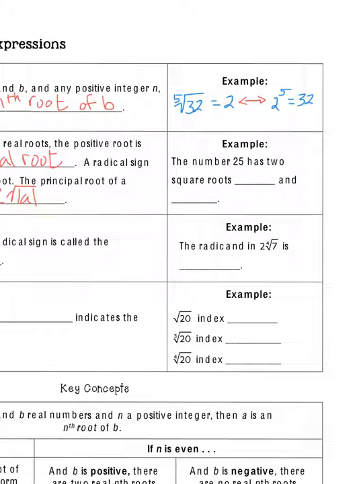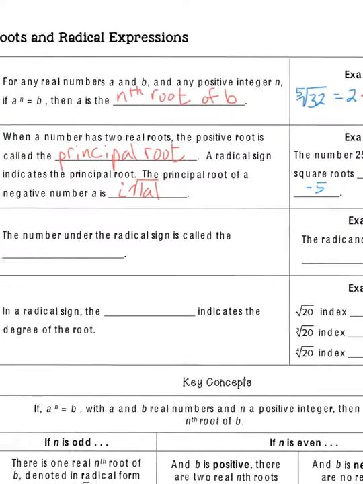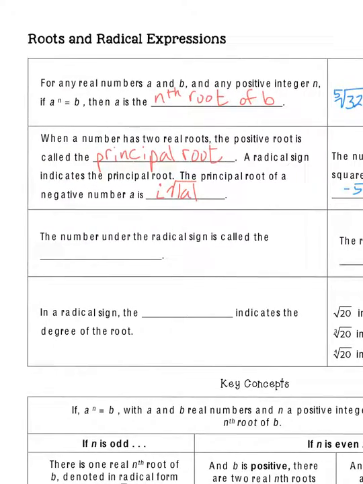The number 25, and this is the purpose of a principal root. The number 25 actually has 2 square roots. Normally, if I asked you for the square root of 25, your answer is going to be 5, because 5 times 5 is 25. But doesn't negative 5 times negative 5 also equal 25? But because you're used to answering that as the principal root, it's understood that when I ask you for the square root of 25, you're going to give me the positive answer. If I wanted the negative answer, there would be a negative out in front of the radical.